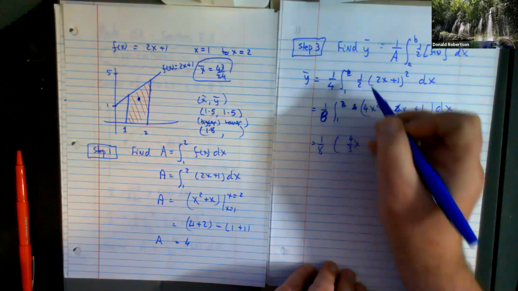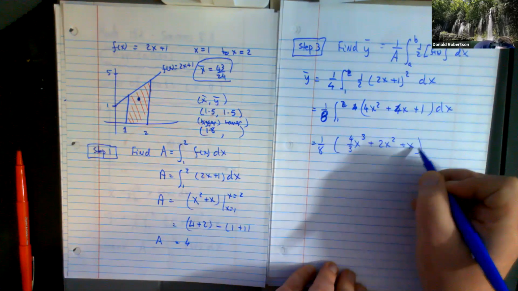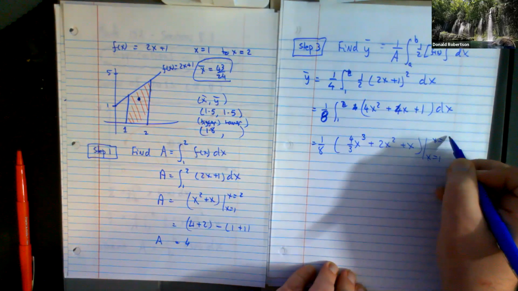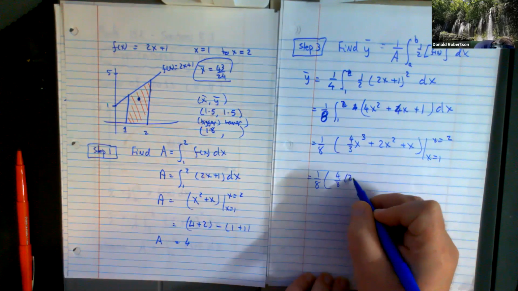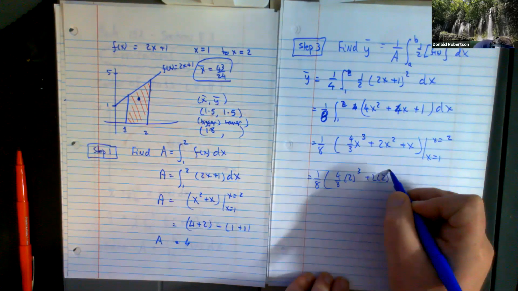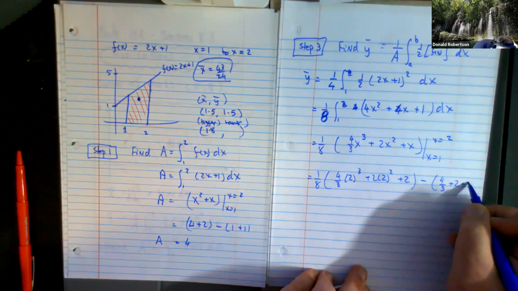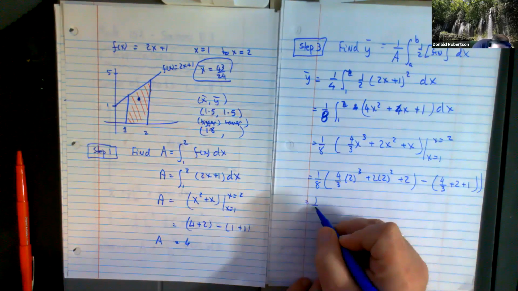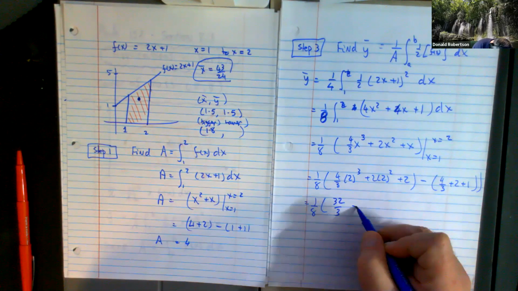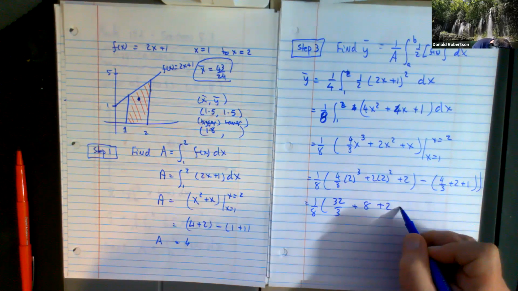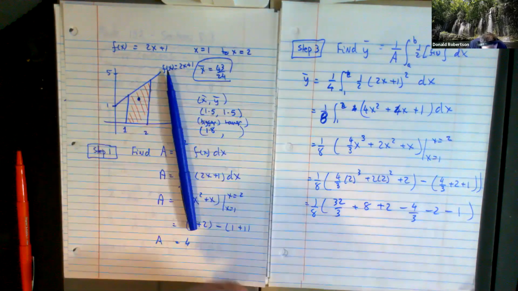Add 1 to the power, divide by the new power. Evaluate at 1 and evaluate at 2. So 4/3, 2 cubed, 2 lots of 2 squared, add 2, take away 4/3, 2 and a 1. I think I'll do that. 2, 4, 8, 32/3 plus an 8 plus a 2. Take away a 4/3, take away a 2, take away a 1. I'll just let the calculator do it now.